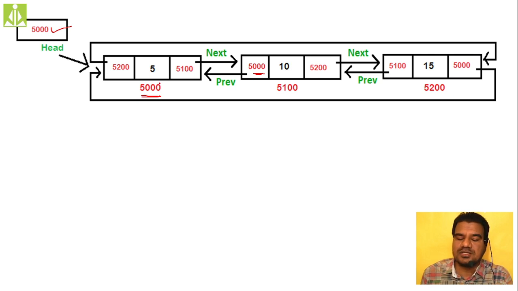Okay, that is not the only one. Also, in the last node's next pointer, we are having the address of the first node, that is the head node. That is the reason why, when you are storing the address of the first node inside the previous pointer of the second node, you are getting this link.